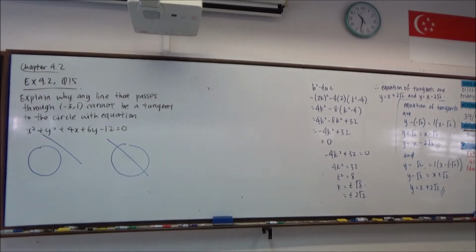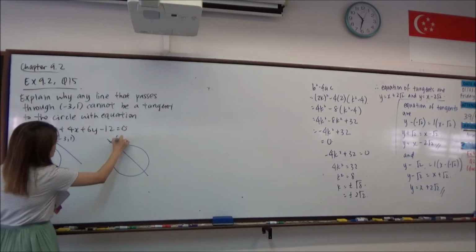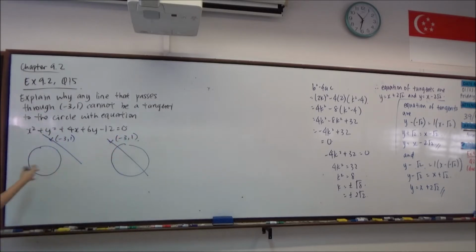Correct? Okay, so how do we actually verify this? We know that this line actually passes through a point negative 3, 1. I have no idea which case it is. Then after that also, we know that the equation of the circle will be this.